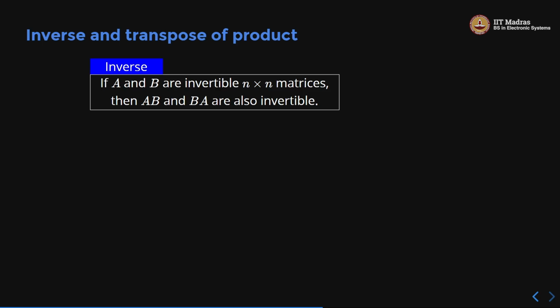You may invert and then multiply, right? So what is the connection is what we're going to see here. Okay, first thing is if A and B are invertible, then AB and BA are also invertible. The proof is very, very simple.